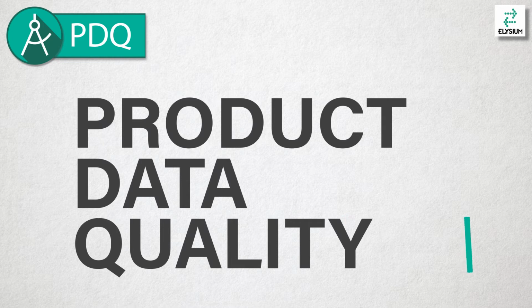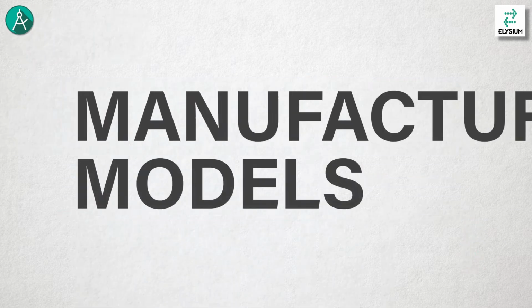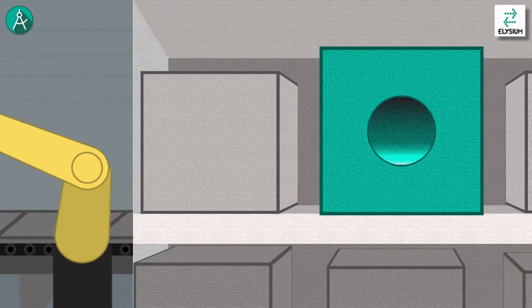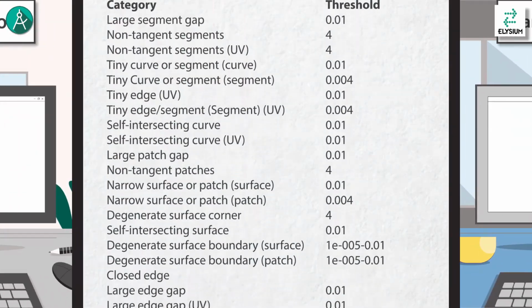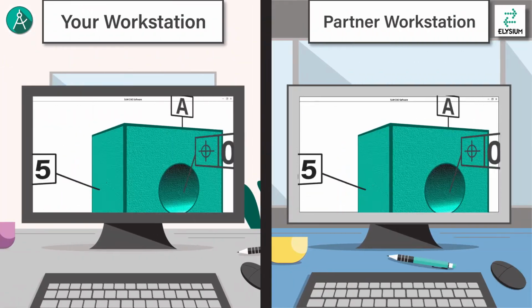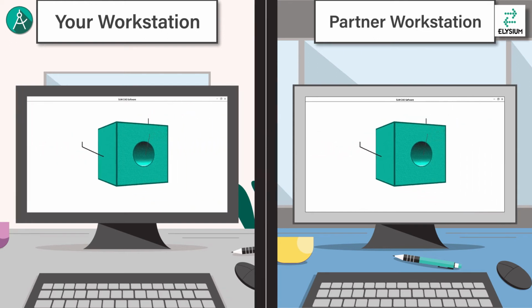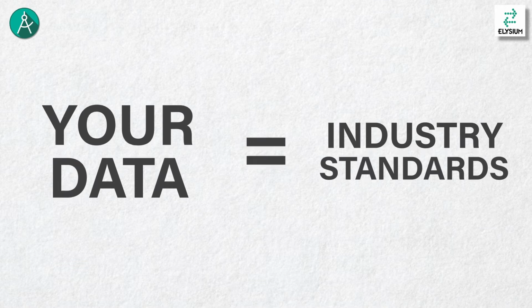Product data quality check will make sure models are consumable, shareable, and manufacturable. So you can go from design to manufacturing to production. PDQ looks at many different elements to make sure you are within the threshold. This will give you an accurate and reliable model. So your data will meet customer requirements and or an industry standard.